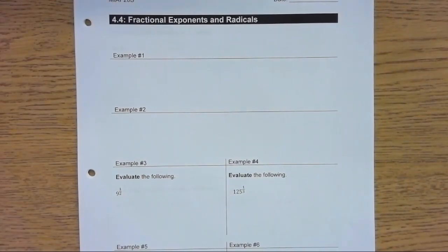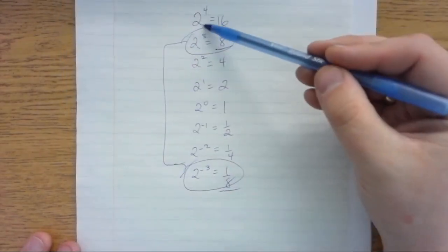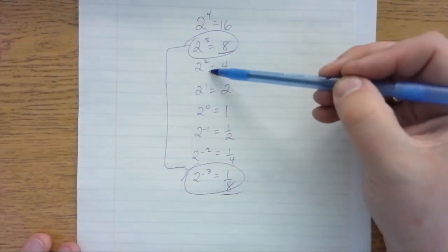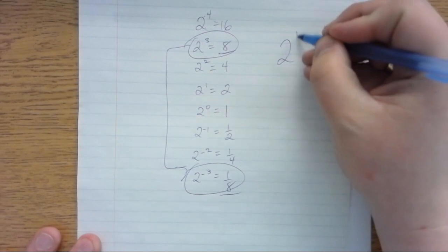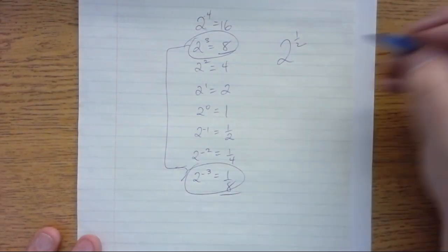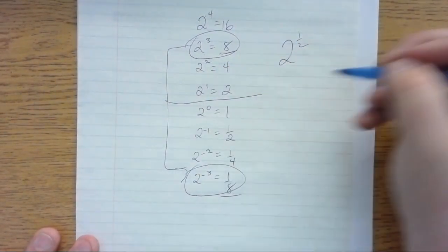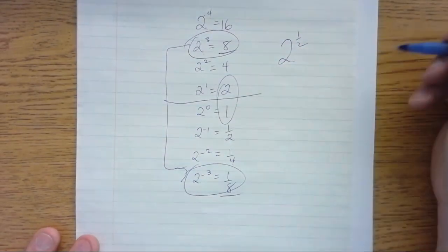All right. Fractional exponents. Okay, where's my list? There it is. 2 to the 4, 2 to the 3, 2 to the 2, 2 to the 1. Where's 2 to the half? Again, this is a very abstract idea. I'm going to times 2 by itself a half a time. Well, it's somewhere between here and here, so it's obviously an answer between 1 and 2.